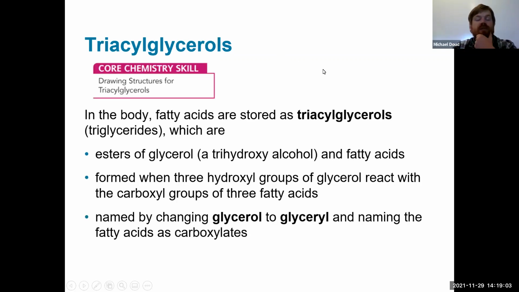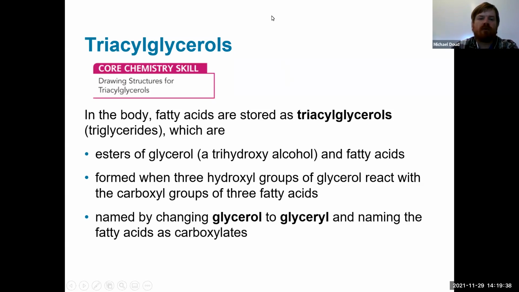Okay, now waxes are interesting, but as it turns out, the most important type of lipid for our cells are triacylglycerols. There are a lot of fatty acids, and your body needs to store a lot of them as a way to store energy. The most convenient way for the body to do this is to store them as what's called a triacylglycerol. We're going to look at this on the next slide, but a triacylglycerol is basically a triple ester. You take glycerol, which is a trihydroxy alcohol.